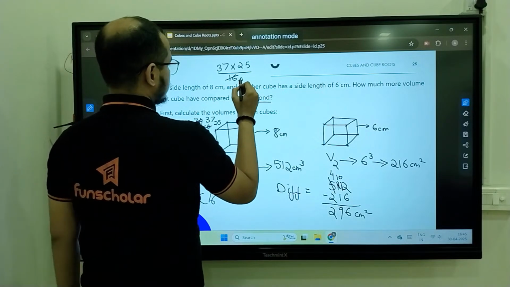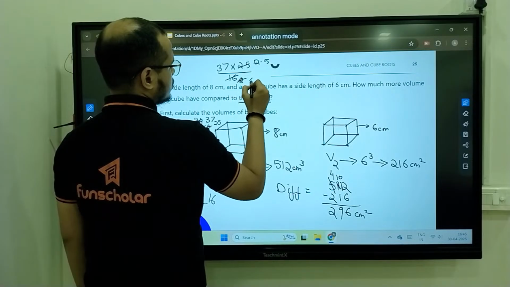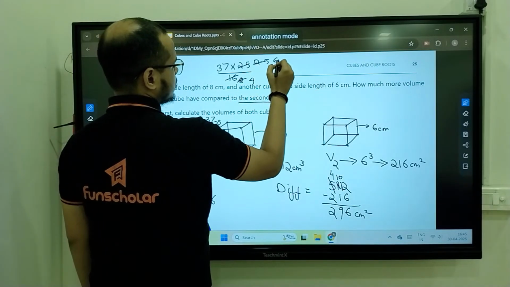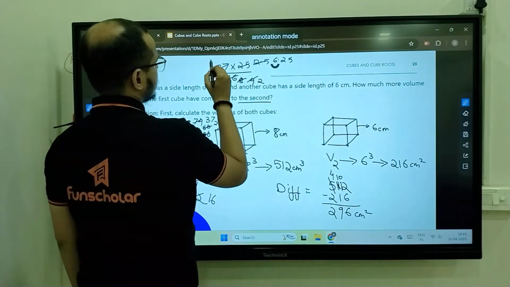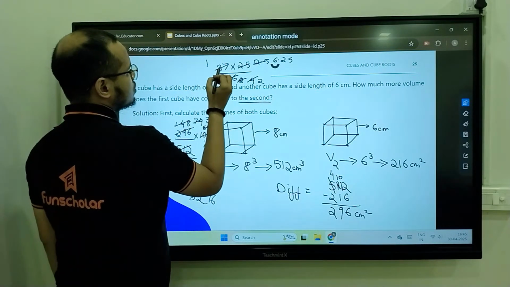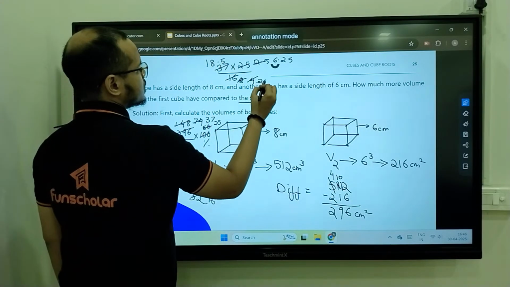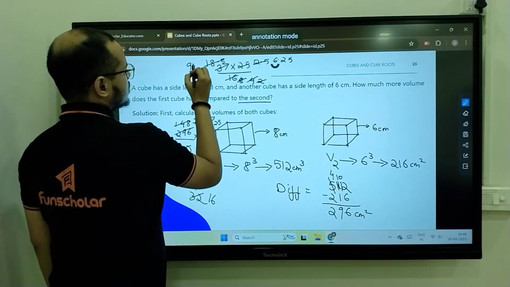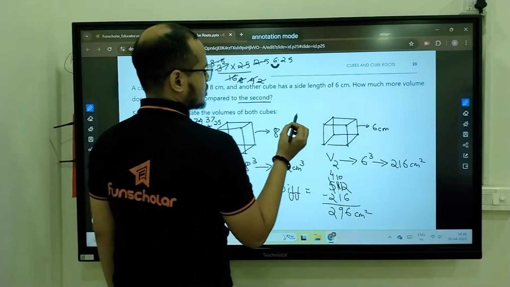This is divided by 2. We are getting 8 divided by 2, 12.5 divided by 2, 4 divided by 2, 6.25 divided by 2, 2 divided by 2, 1. This is 18.5 divided by 2, 9.25. Okay. So 9.25 into 6.25.